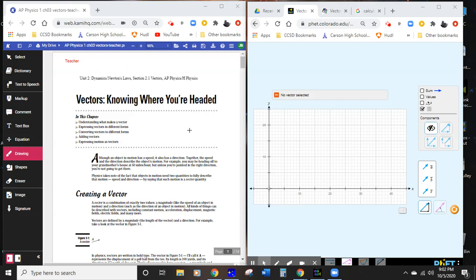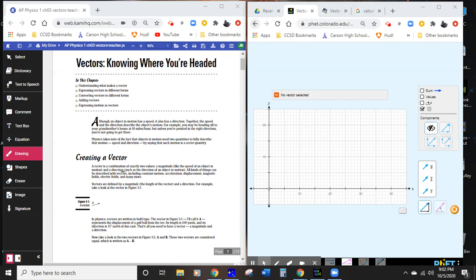Okay, so what is a vector? Right here it says a vector is a combination of exactly two values: magnitude, which is a number which describes size, and direction. So let's take a look at a vector. Let's take a look at this over here.